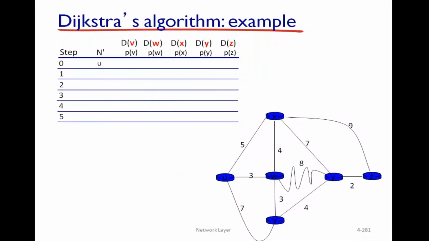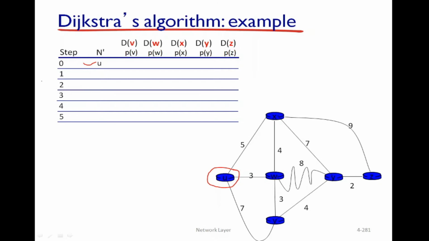Let us consider an example to understand the working of the Dijkstra algorithm. This is the network topology we have. It consists of 6 nodes, named u, v, w, x, y, z. Considering u as the source node, in the initialization n dash is equal to u. The remaining nodes become destination nodes, and we need to find the least cost between u and the other nodes.